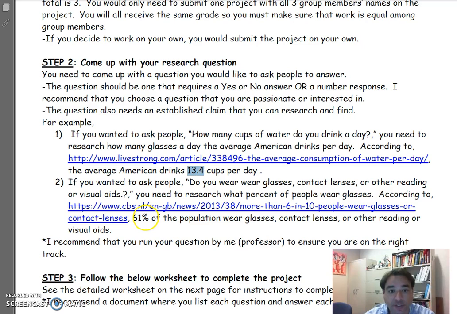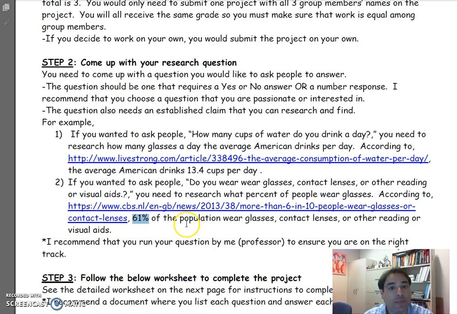Or, do you wear glasses, contact lenses, or any other reading or visual aids? And you do some research, and the claim is 61%. And you're like, wow, I actually think 61% is low. I think more than 61% of people have contacts or glasses. So again, pick a question, but then you have to research to find out what it's supposed to be. And your question should be a yes or no, or it should be a number response. You can do one group or compare men versus women, Osceola campus versus West campus, or Orlando versus Kissimmee, things like that.